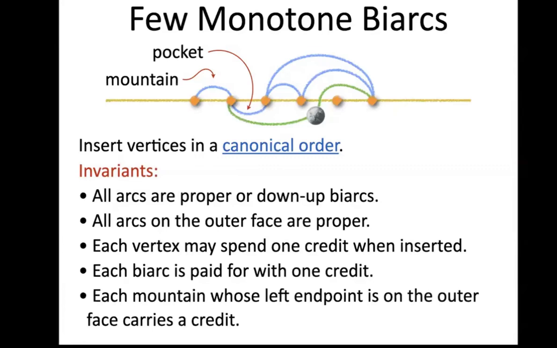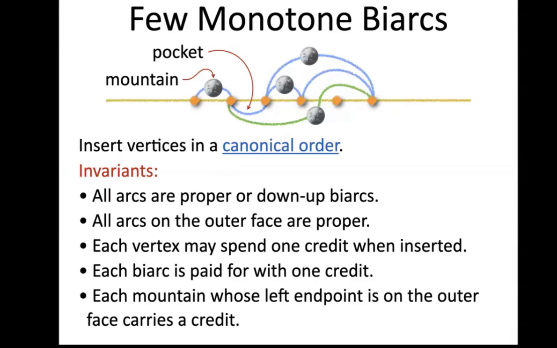And then every mountain whose left endpoint is on the outer face of the current graph must also carry 1 biarc, 1 credit. And the idea is that we could at any time later use this credit to make it into a biarc. So in this particular example up there, we have 3 mountains whose left endpoint is on the outer face still, so they need to carry a credit to satisfy this invariant. But for instance, this mountain here, not, because it's not on the outer face of the graph anymore. Okay, that's a bunch of invariants, but they are each so simple that I hope it all makes sense. If not, please just interrupt me.